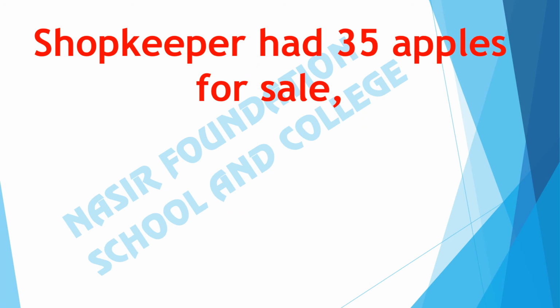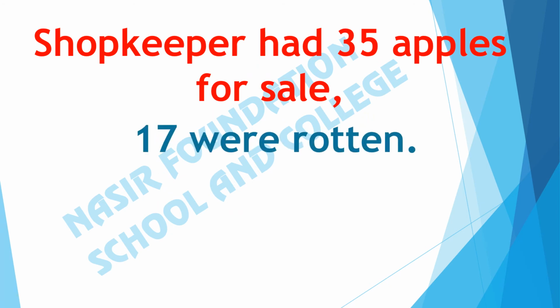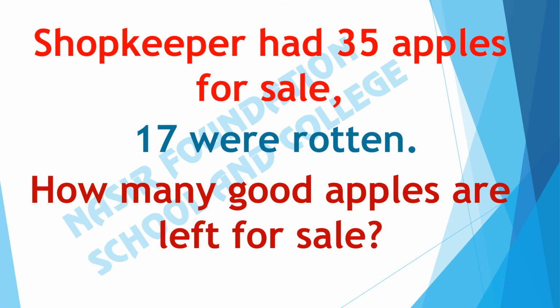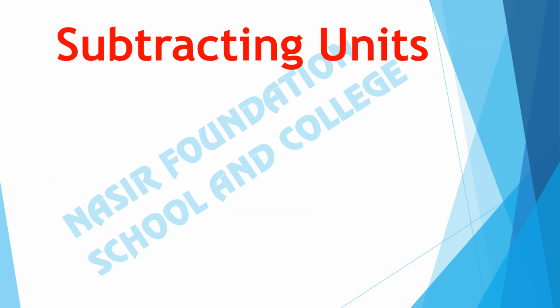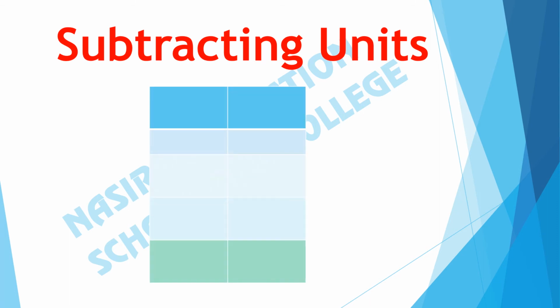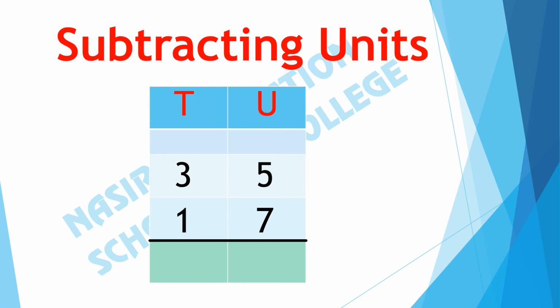Shopkeeper had 35 apples for sale. 17 were rotten. How many good apples are left for sale? As we can see that there are 35 apples in the shop. So we will write 3 in the tens column and 5 in the units column. Now we will subtract 17. We will write 1 in the tens column and 7 in the units column. And we will use the sign of subtraction here.